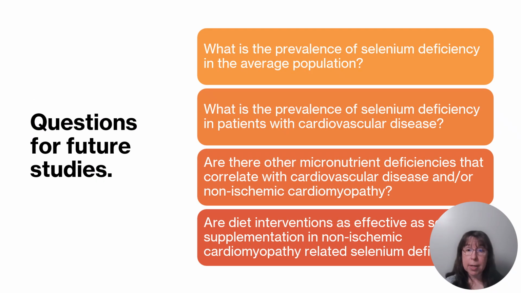Questions for future studies on selenium and cardiomyopathy include: what is the prevalence of selenium deficiency in the average population versus what is the prevalence of selenium deficiency in patients with cardiovascular disease? Are there other micronutrient deficiencies that correlate with cardiovascular diseases and/or non-ischemic cardiomyopathy? And are diet interventions as effective as selenium supplementation in non-ischemic cardiomyopathy with related selenium deficiency?